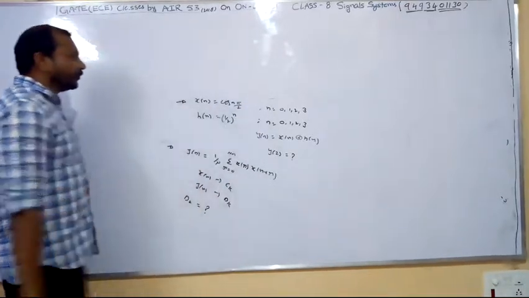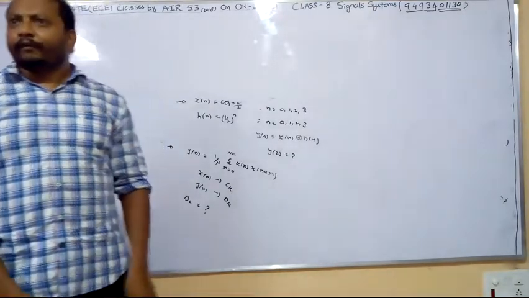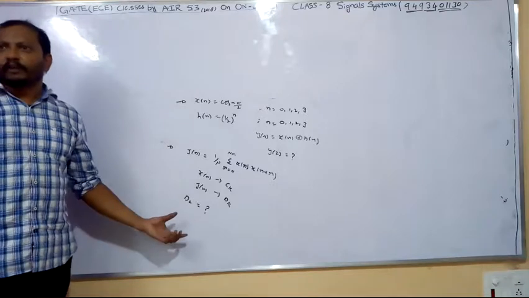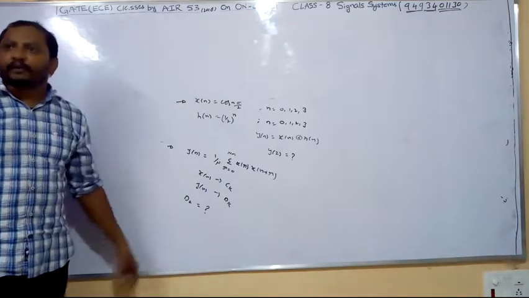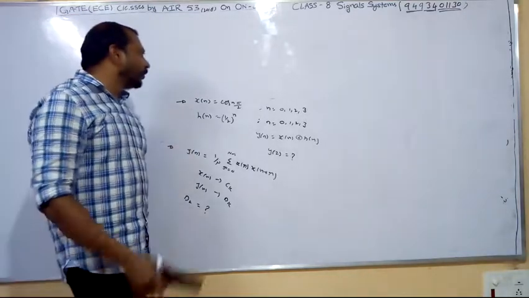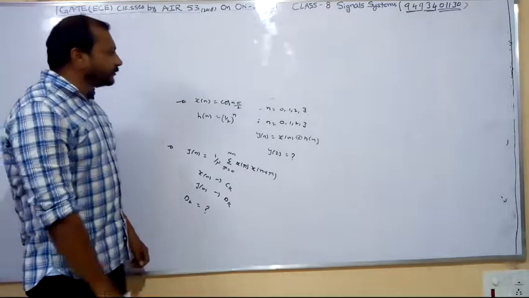The signal is like this. There is a u of n. The signal is not periodic, not at all. Clear? If u of n is there, it means it exists only from 0 to infinity. For a periodic signal to exist, it must be from minus infinity to infinity. So the given signals x of n equal to cos n pi by 2 and h of n equal to 1 by 2 whole to the power n, these are periodic.